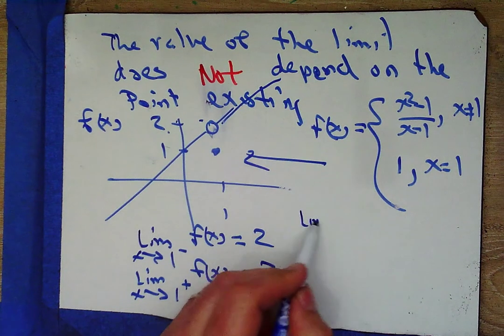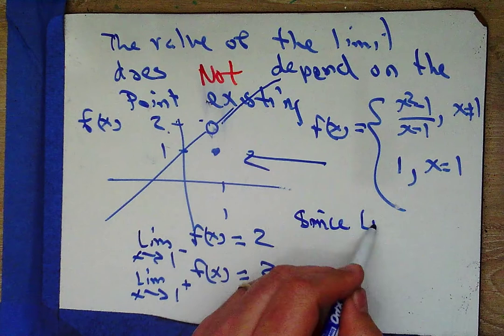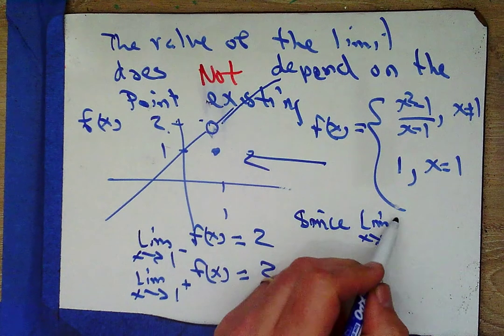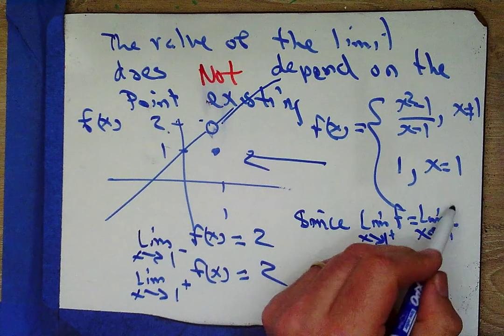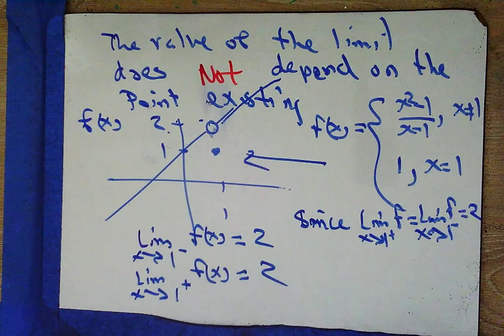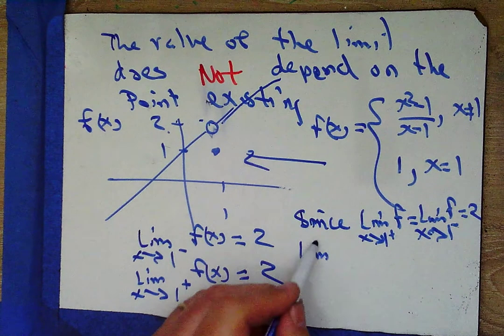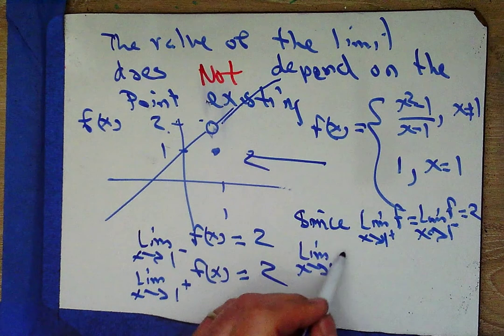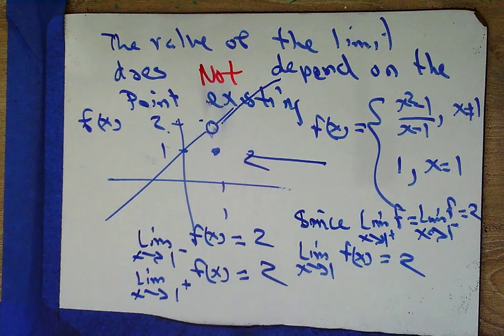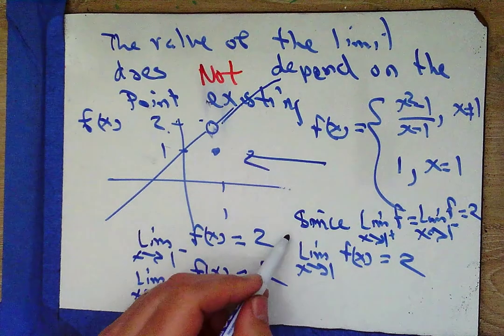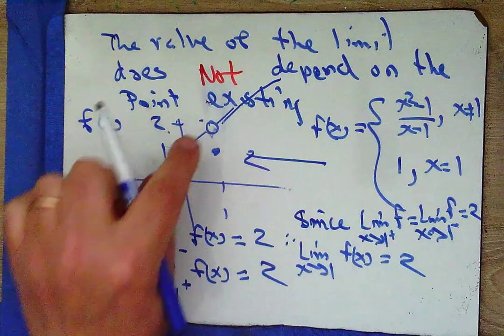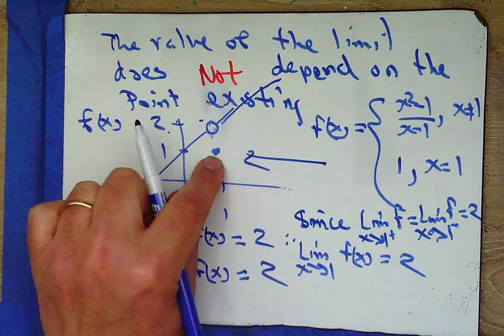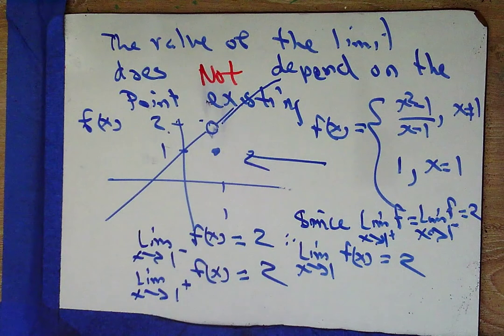And I know that since the limit as x approaches 1 from the positive side equals the limit as x approaches 1 from the negative side, and that limit is equal to 2, I know that the limit as x approaches 1 of f of x will equal 2. You might even want to say a therefore. Okay? So, the existence of the limit does not require the point to exist, or even if the point exists, not to be filling in that hole. All right?